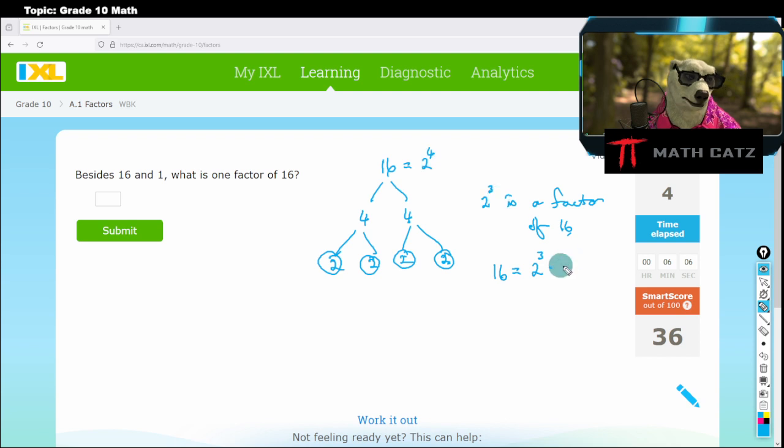Looking at this, there's another 2. So 2 cubed, my divisor, my factor, times something else. That's an integer. So another factor of 16 in this case could be, for example, 8. But we could have also taken 2 squared. Any selection of 2 as well. Any selection of these prime factors will give me a factor.